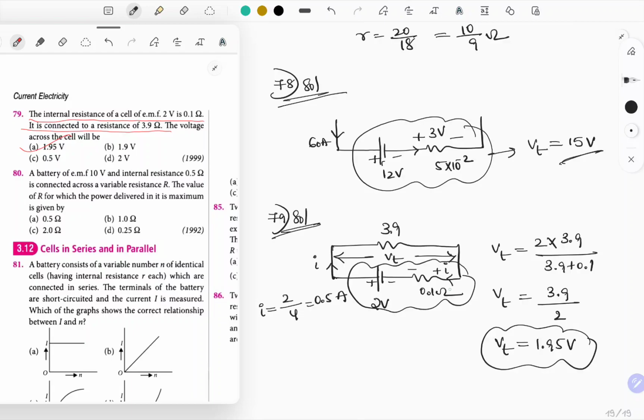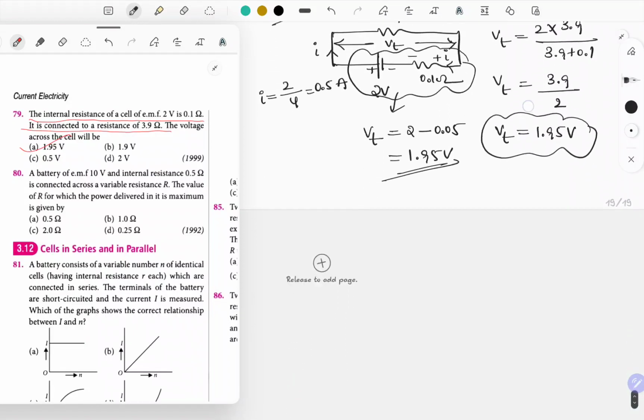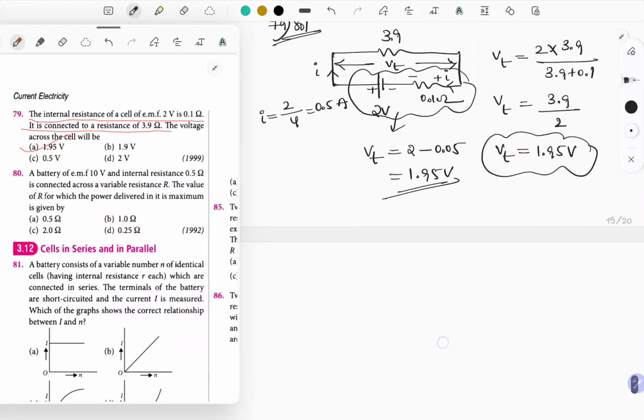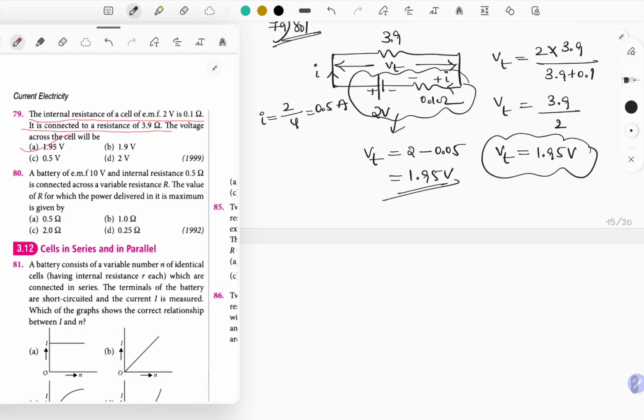So current is 0.5, 0.5 into 0.1 is going to be 0.05, right? So as these two are connected in series opposing, E net, or terminal voltage V, is equal to 2 minus 0.05, which will give you answer as 1.95 volt. Again same answer. You can use both the methods. I think voltage division rule is the best method to answer quickly. Okay, so let's move on to the next question.